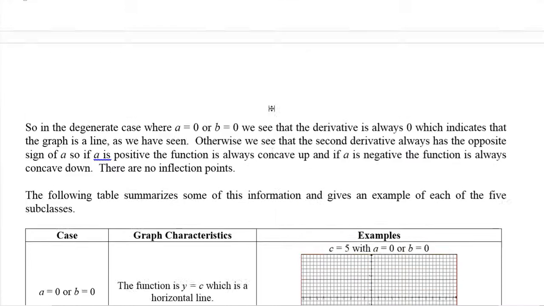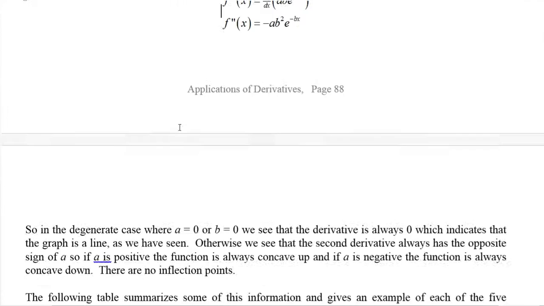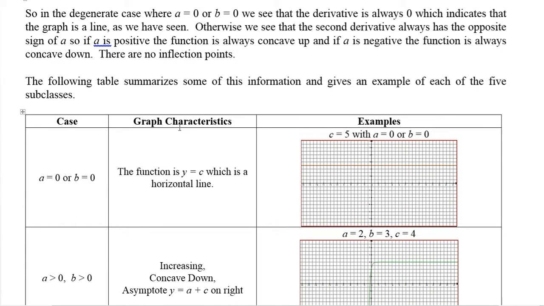So, again, in the degenerate case where either a or b is 0, the second derivative is 0 everywhere. Second derivative of 0 everywhere means that your original function must be linear, which is, of course, what we saw earlier. In fact, it's a horizontal line. Now, but if not, the second derivative always ends up having the opposite sign of a.